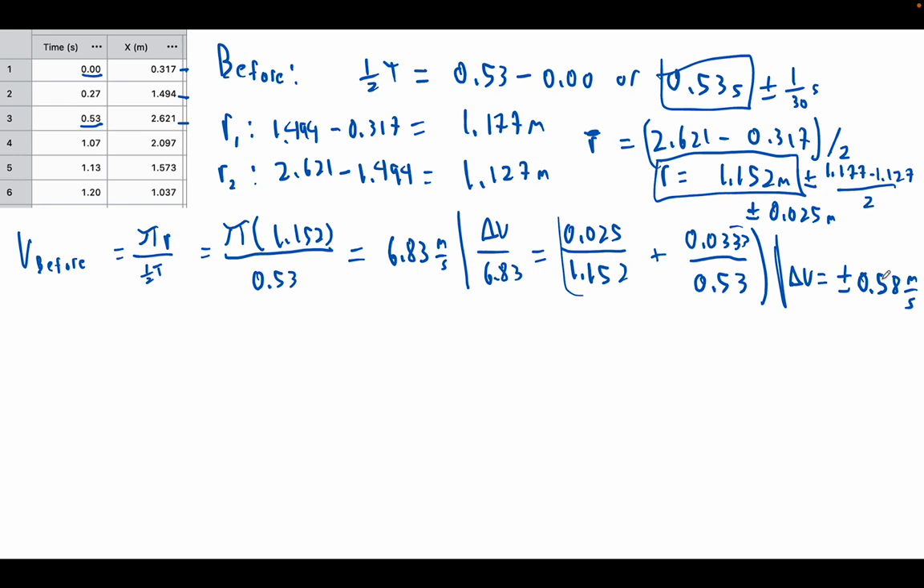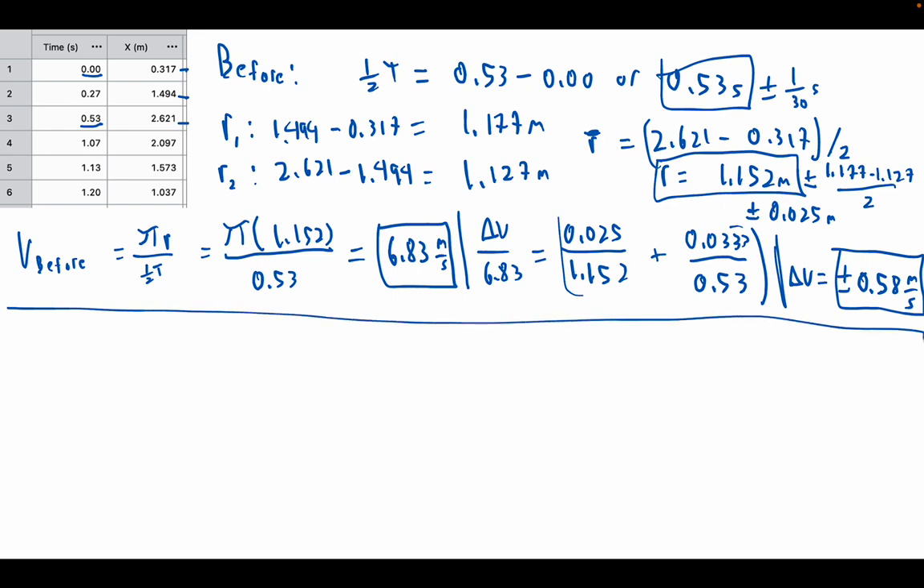Okay, so my velocity before is 6.83 meters per second plus or minus 0.58. So now let's figure out the velocity afterwards, because we just don't know. Maybe the velocity afterwards might be more, but we might have an uncertainty that overlaps, so the Mandlbaur hypothesis could still be correct.